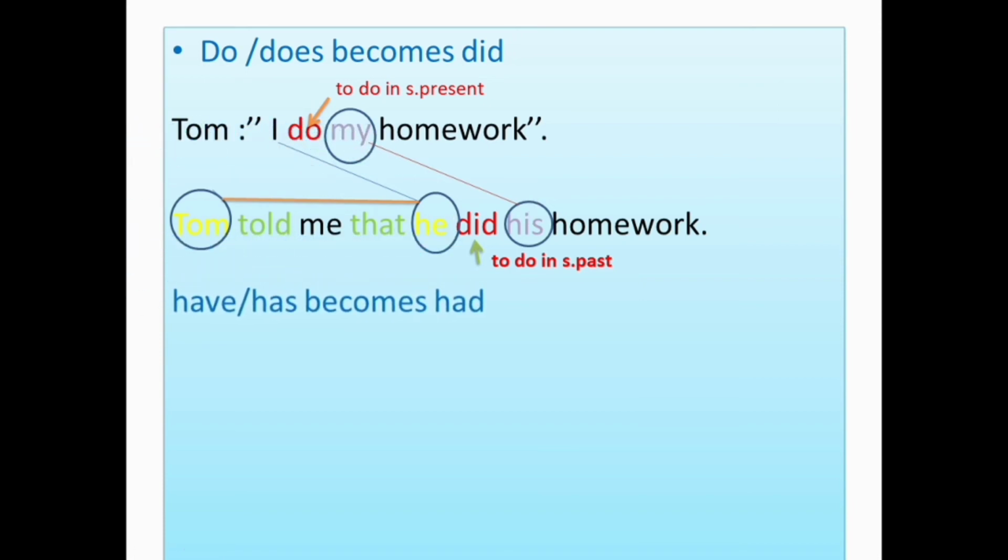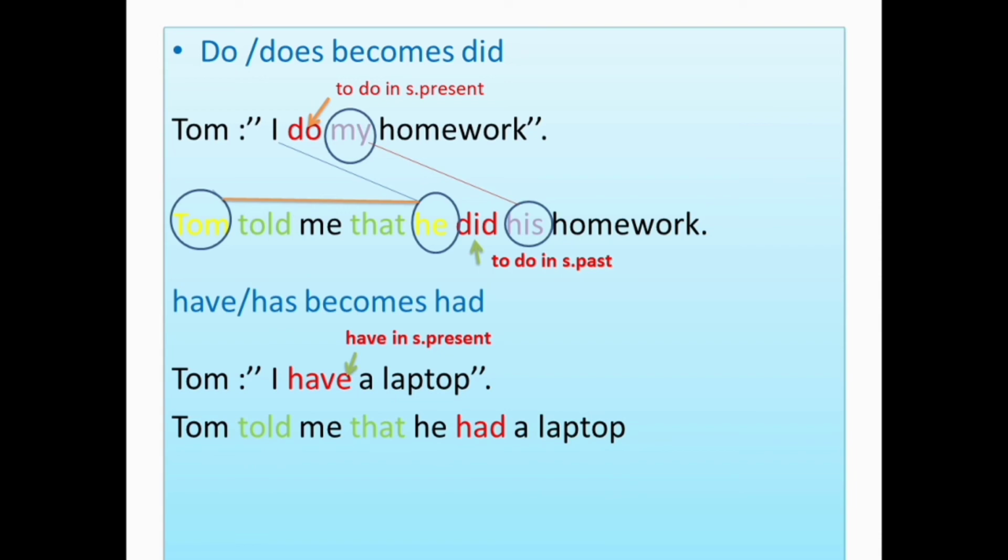We will now move to have. has becomes had. Tom: I have a laptop. What is the verb to have in simple present? Tom told me that he had a laptop. Here it becomes simple past.